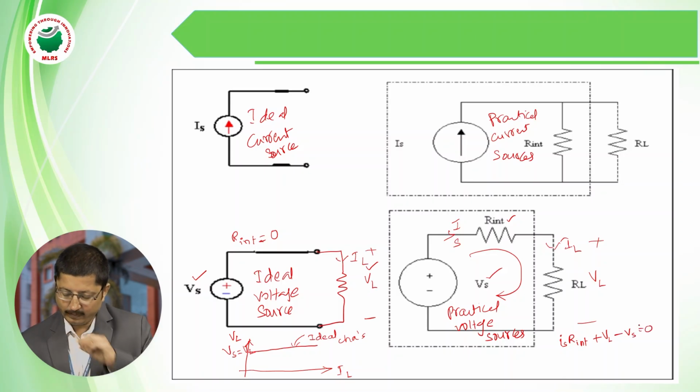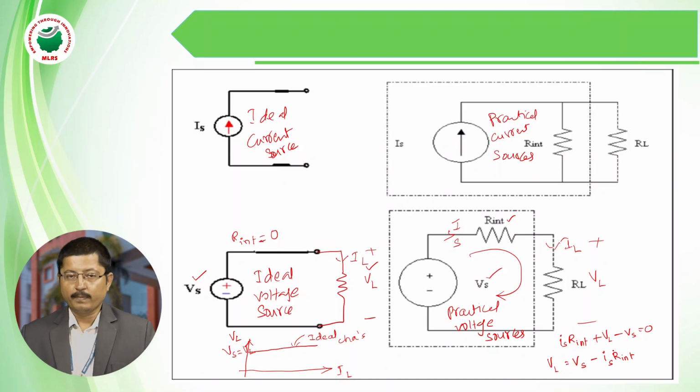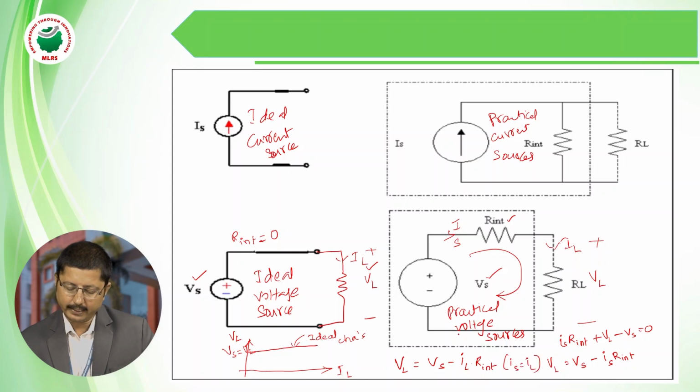From this, we require the load voltage. So VL is equal to Vs minus IL into R internal, since IS is equal to IL because both are in the same connection. If we increase the load current, some drop takes place across the internal resistance, so the load voltage decreases. That means if we increase the load current, the load voltage decreases.